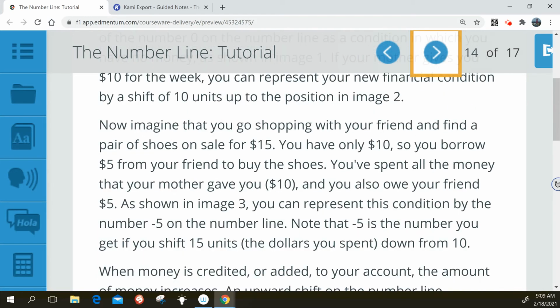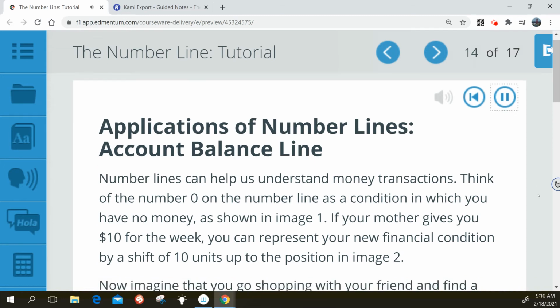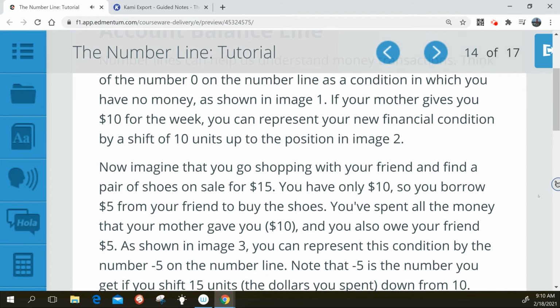This is another application of number lines, and this is called the account balance line. Number lines can help us understand money transactions. Think of the number 0 on the number line as a condition in which you have no money, as shown in image 1. If your mother gives you $10 for the week, you can represent your new financial condition by a shift of 10 units up to the position in image 2.